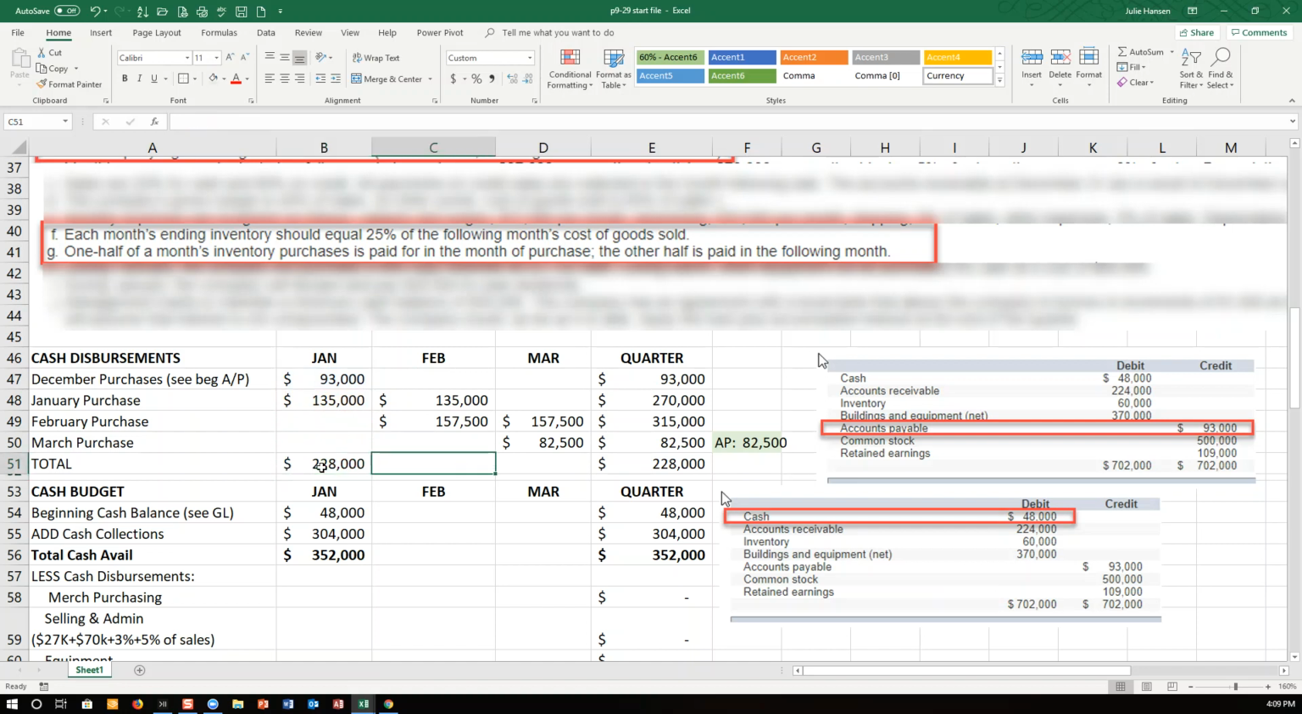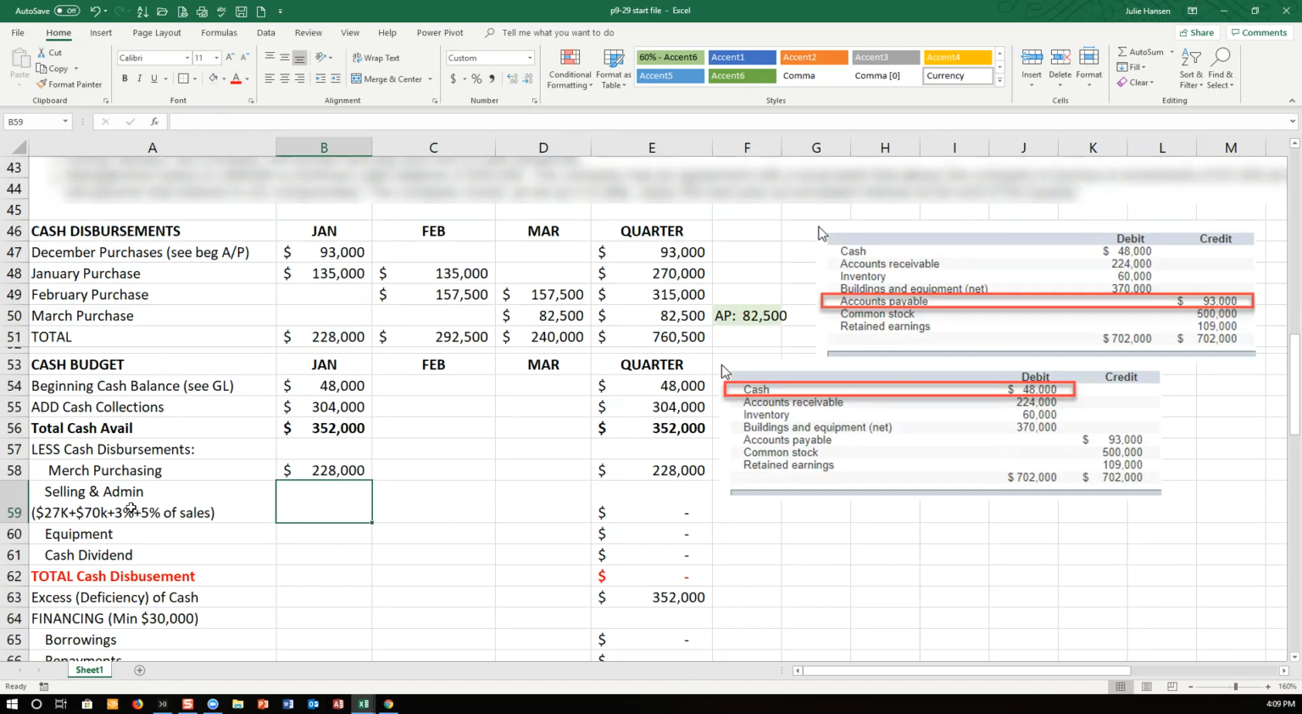And I'm going to do the same over here. I'm going to add up everything over here, and I'm going to add up everything for March, because those numbers are now going to come down. So how much are my merchandise purchases for January? It's this amount, right? What are my selling and administrative expenses?